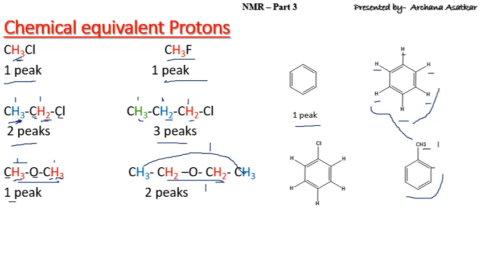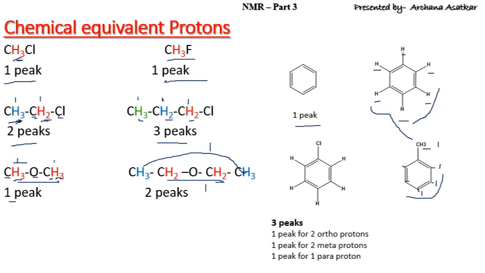For the ortho position, the ortho protons are similar with each other, so we'll get one peak. For the meta position, these 2 protons will give one peak. And for the para position, the chemical environment will give one peak. So in total we will get 1, 2, 3 and 4 peaks for toluene. So here we will get 4 peaks.